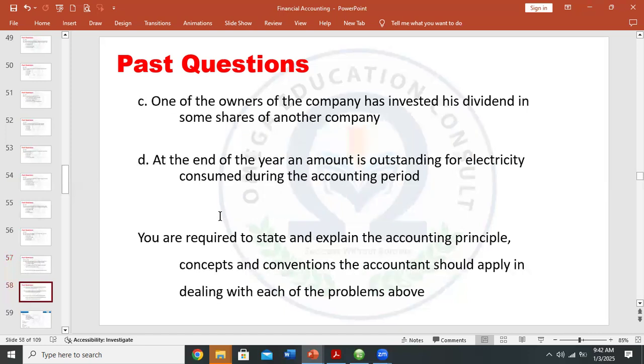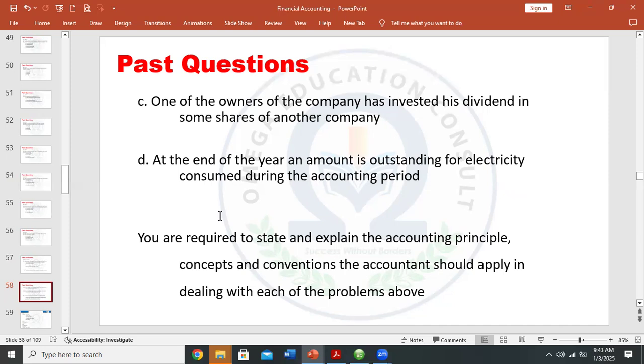Let's go to the C. One of the owners of the company has invested his dividend in some shares of another company. Which principle speaks to this? The owner of a company has invested his dividend in some shares of another company. Business entity. Exactly, business entity, that's true.